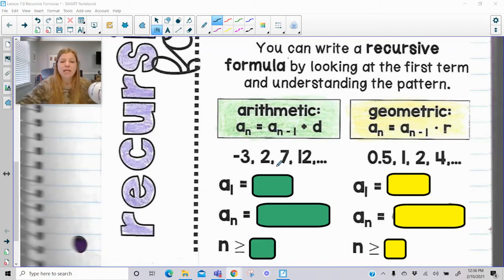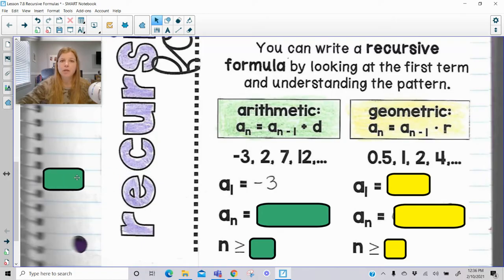So if I gave you a sequence and I said to you, hey, I want you to write the recursive formula for this sequence, -3, 2, 7, 12. We clearly see this is definitely an arithmetic sequence because the values are increasing by 5. But remember, when you write a recursive formula, there's 3 parts, and you have to make sure you write all 3 parts. So the first part you would say is a sub 1 is equal to -3. You always tell the reader what the first term of the sequence is.